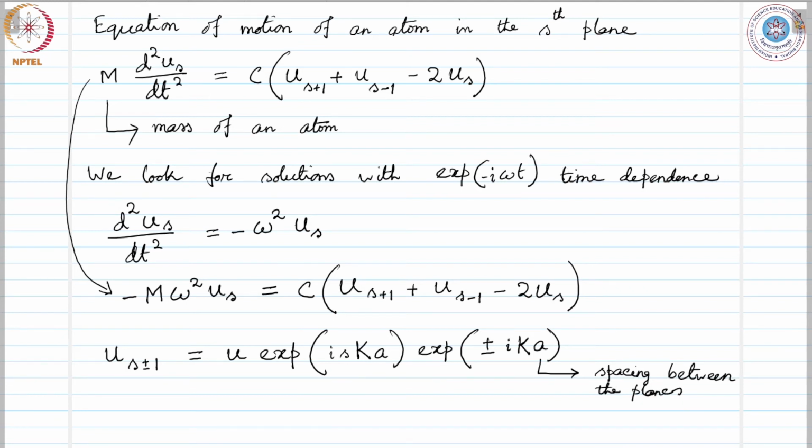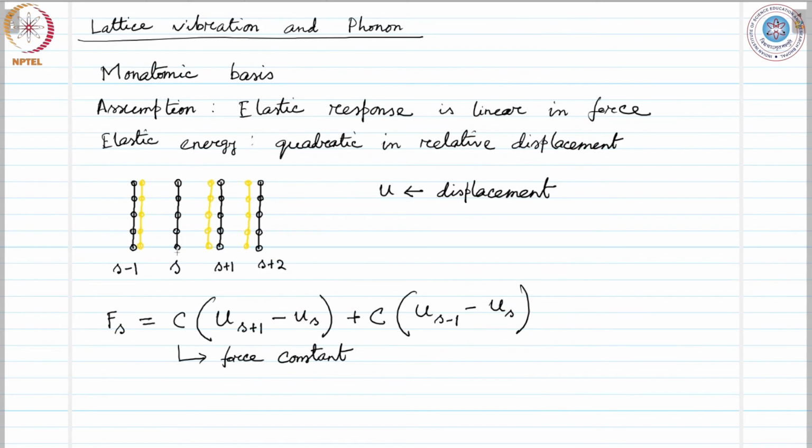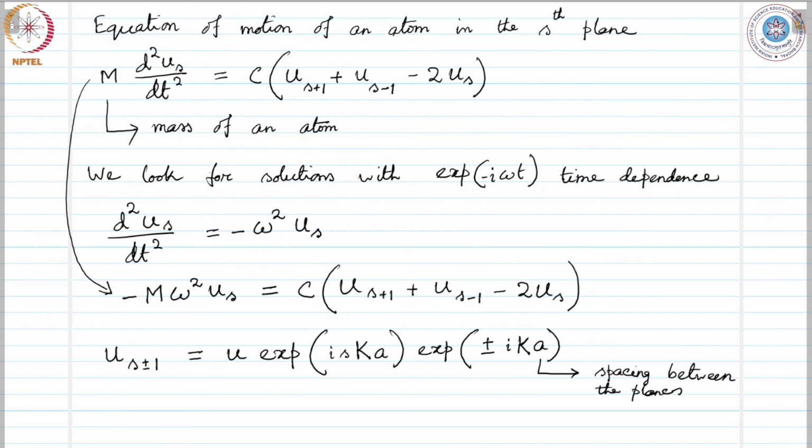In equilibrium. So a is the difference between this plane and this plane, something like that. K is the wave vector. So a is something similar to the lattice constant, which is very similar to what we have done earlier for electrons.